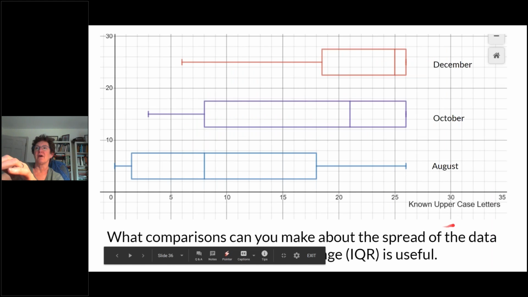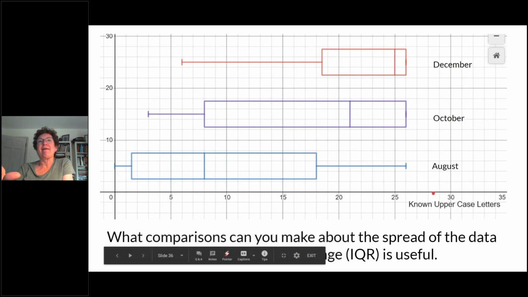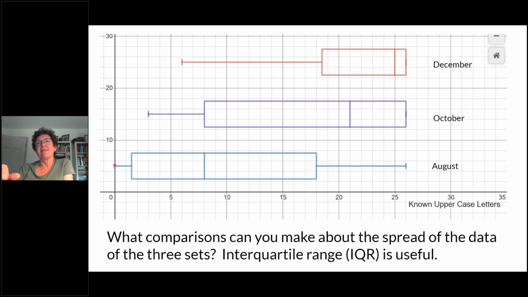Let's look. This is the beautiful box plots you can make on Desmos. They turn out a little bit nicer than the ones that I made, but you can see they look the same. Here's our data where in August we have some people down at 0 and some all the way up at 26. We can see that our median increases with each data set. We can see that our lower quartile increases with each data set.